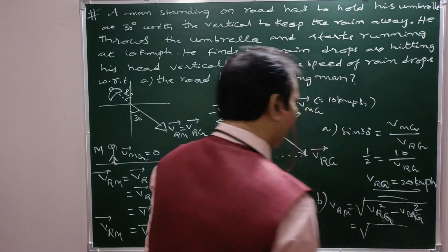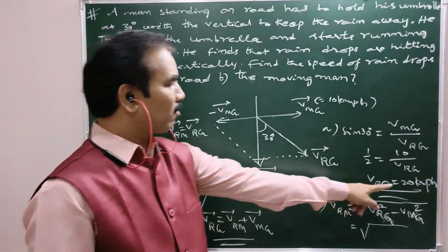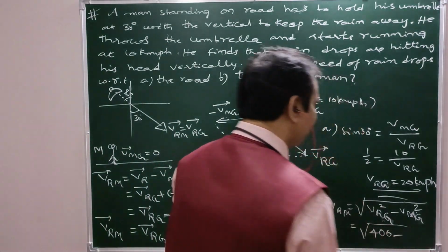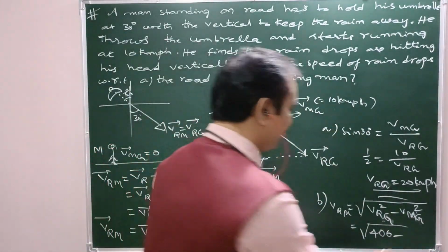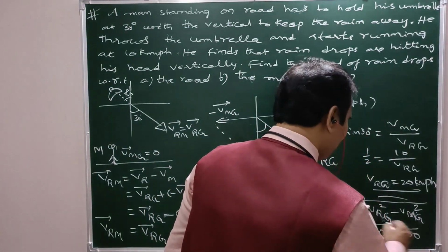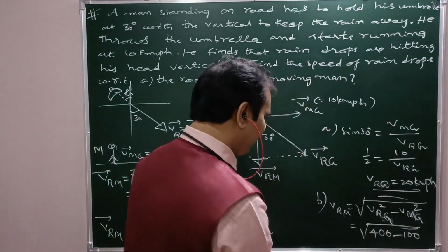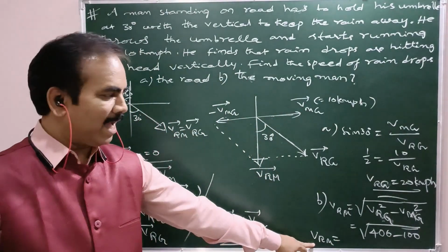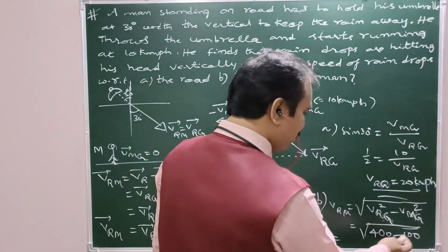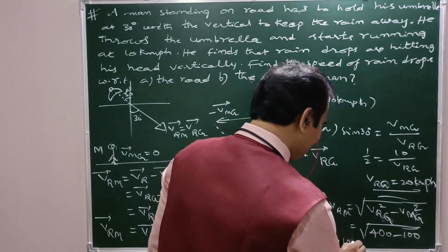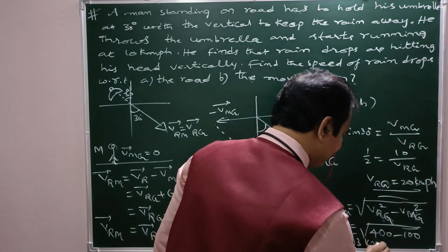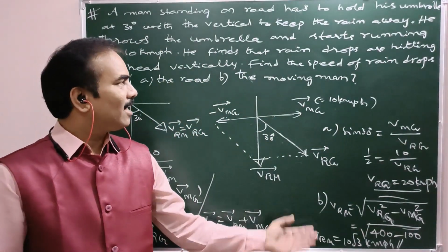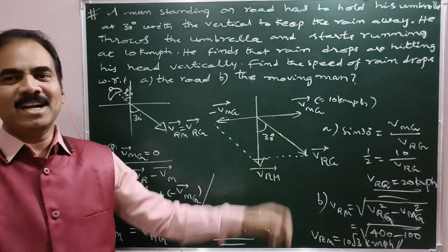Alright? That is what? Root over VRG square. What is VRG? 20. 20 square means 400. Minus VMG square. VMG means 10. 10 square means 100. That is root 300. That is VRM equal to velocity of rain with respect to moving man equal to root 300. Root 300 means 10 root 3 kmph. 10 root 3 kmph. That is the answer for second question.